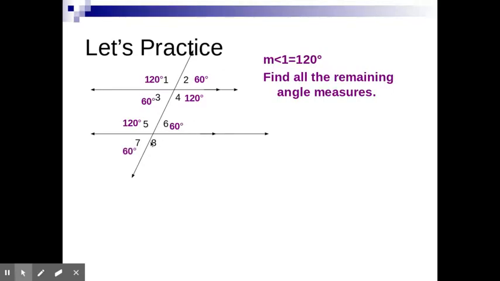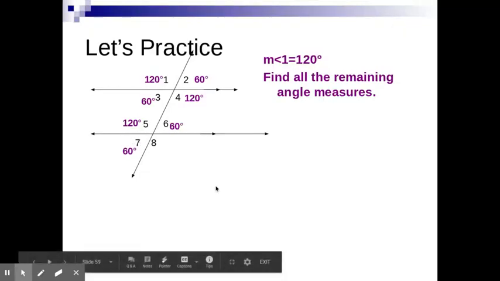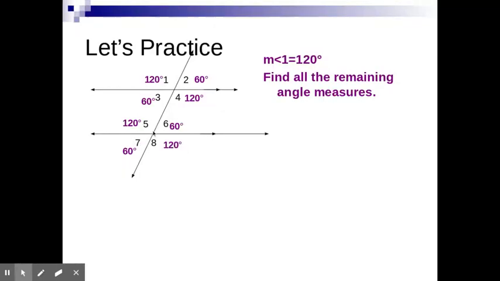7 is 60: vertical angles, corresponding angles, 3 and 7. 5 and 7 are supplementary, so they add up to 180. And then that leaves 8, which would be 120 for the same reasons. Vertical angles, supplementary angles with 7 and 8, supplementary with 6 and 8.